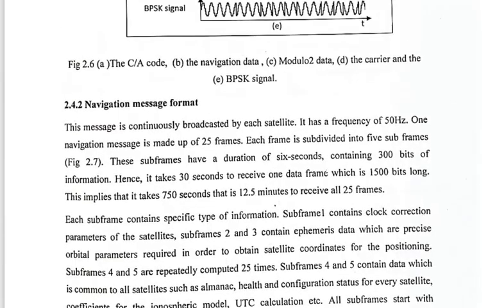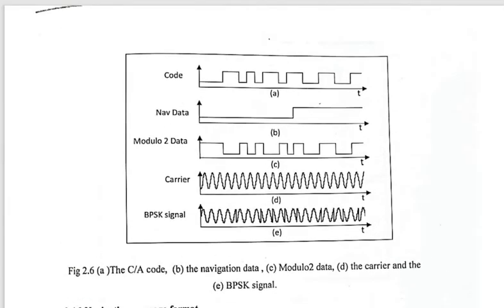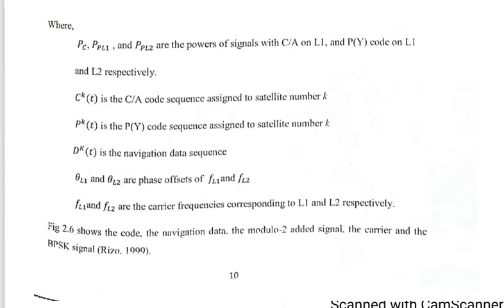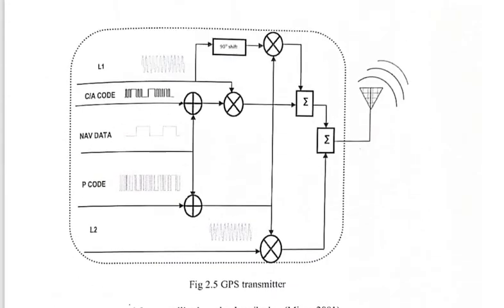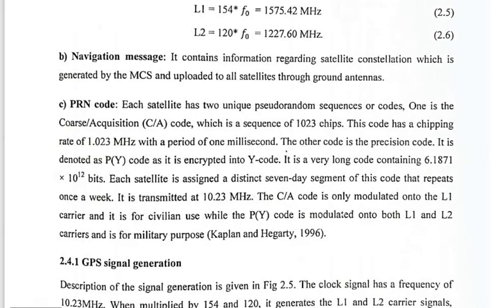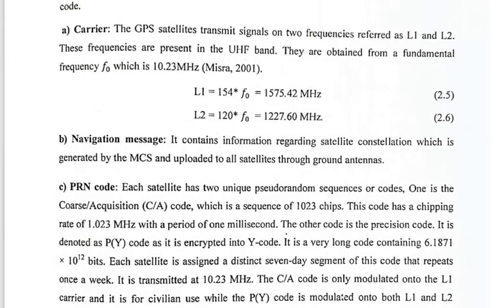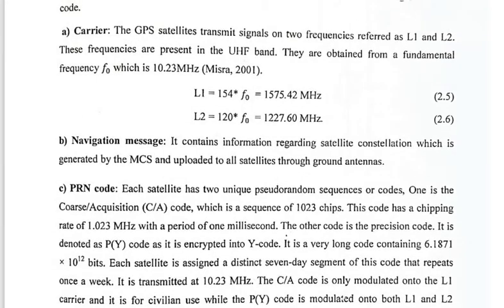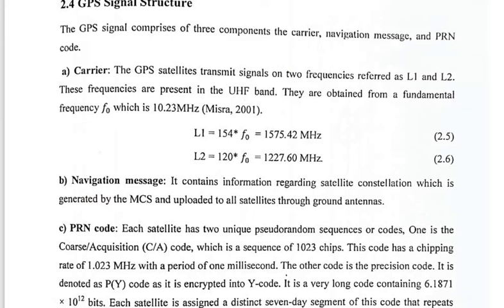You have the navigation message, then the carrier, and the last one is your message signal, correct? So the three basic components are carrier plus navigation message plus PRN codes. These three in combination generate your GPS signal structure. I'll repeat: the GPS signal comprises three basic components: carrier, navigation message, and PRN codes.